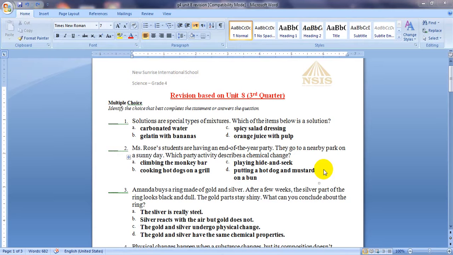A mixture, as we studied before, is a combination between two or more substances, and each of them keeps its own identity, keeps its own properties. But a solution is a special type of mixture in which all the substances are mixed evenly.